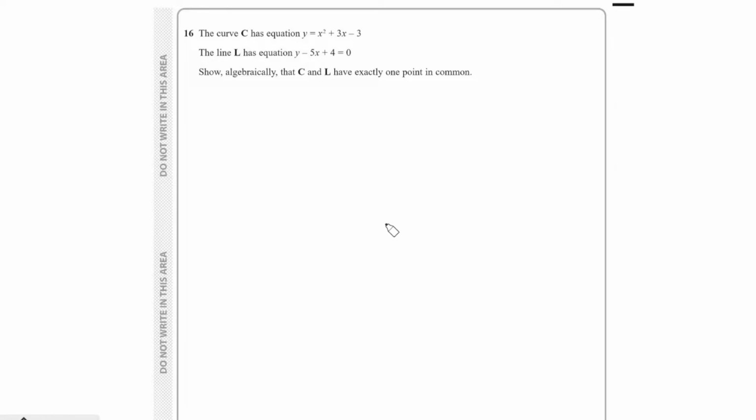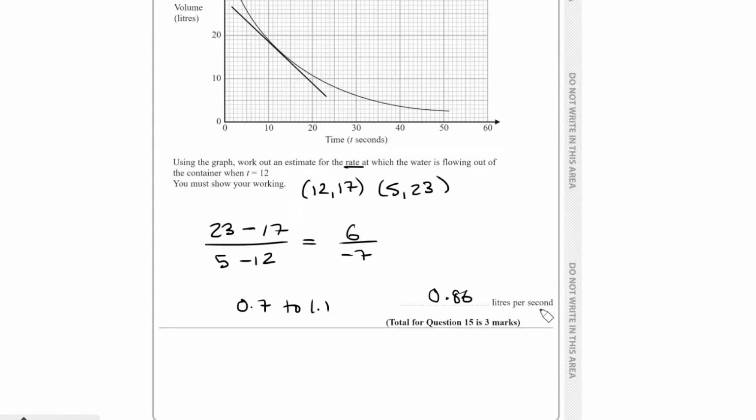Because, I mean, the gradient's obviously negative, but they're saying, what was it? Work out the rate at which the water is flowing. Think about the context of rate. No, I know the gradient's negative, but if you think about the literal rate of water, the negative, it's kind of like when you can't have a negative area. In terms of the context, the negative is irrelevant, isn't it?